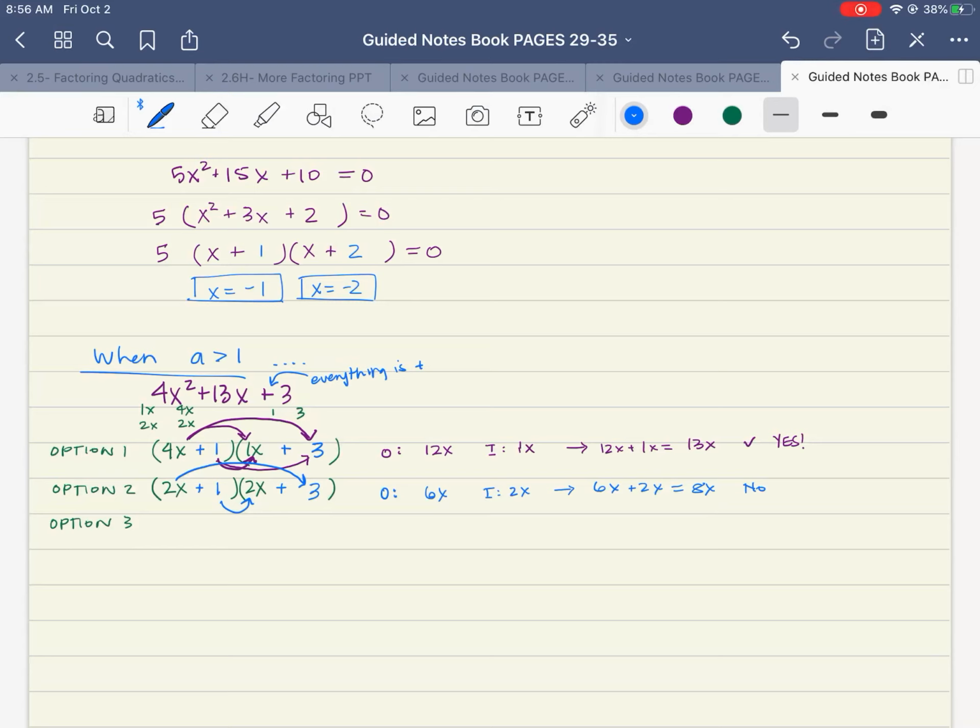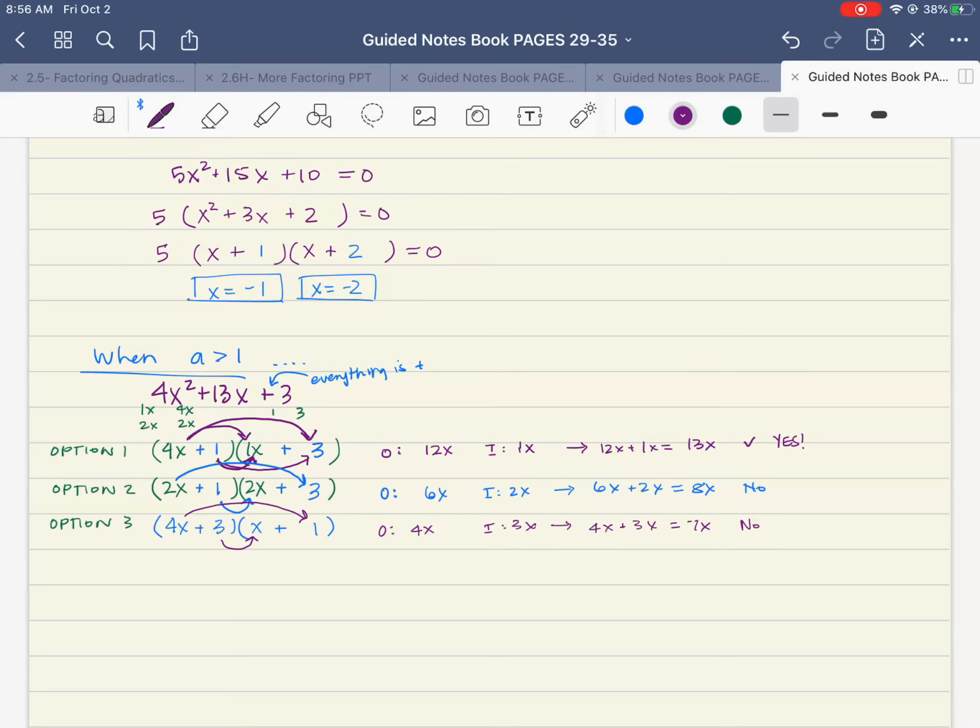That one didn't work. Now, you're asking, what is option 3? I'm sure that's your thoughts. Option 3, if I have the 4x and the x again, notice if I switch the 3 and the 1, and then everything again is still positive. Notice that now when I look at my outside, 4x and 1, that gives me 4x here. And if I look at the inside, 3 times x, I get 3x. If I add 4x plus 3x, I get 7x, which also is not the 13x we were looking for.